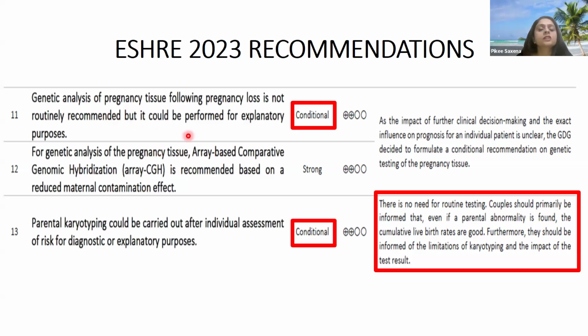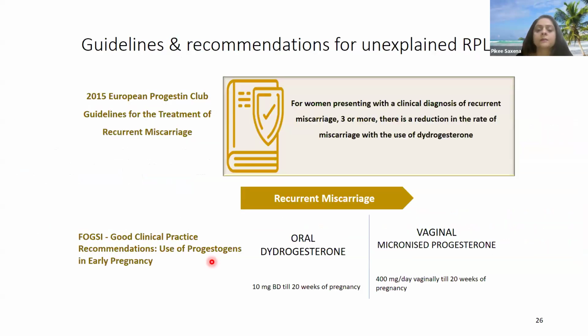Genetic analysis of pregnancy tissue following pregnancy loss is not routinely recommended, because with karyotyping you are not able to capture, the culture will not grow in many cases, and there is also contamination with the maternal tissue. So the recommended investigation of choice is array-based comparative genomic hybridization. And parental karyotyping should be carried out after individual assessment for risk and for diagnostic explanation.